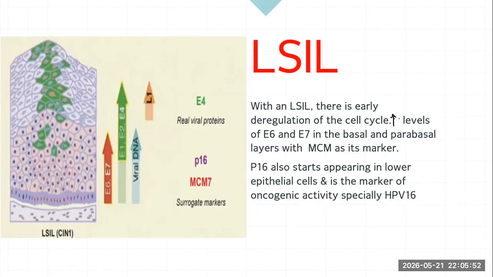If you look at the LSIL, there is an early dysregulation of the cell cycle, with increased levels of E6 and E7. You can see them in the lower 2/3 of the layers, and P16 also starts appearing in the lower epithelial cells and is a marker of oncogenic activity, especially HPV16. So this is again a problem with the biomarkers, that they are specific to certain high-risk HPV types, for example 16 and 18.